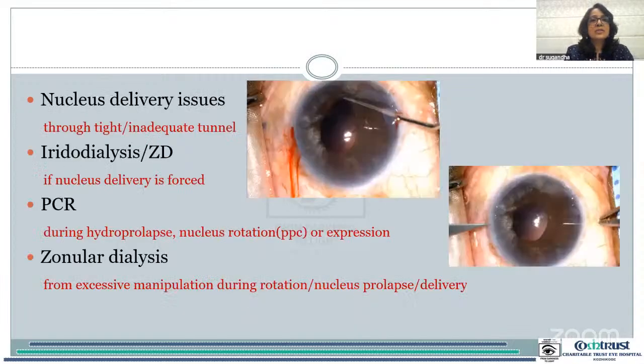So nucleus delivery issues through a tight or inadequate tunnel, and iridodialysis if nucleus delivery is forced, a PCR during a hydroprolapse, like I mentioned earlier, or an undetected PCR during nucleus rotation if it was not recognized early enough in examination. That also leads to a PCR, or a PCR during a very difficult or forced expression. A zonular dialysis from excessive manipulation during rotation, nucleus prolapse, or delivery.